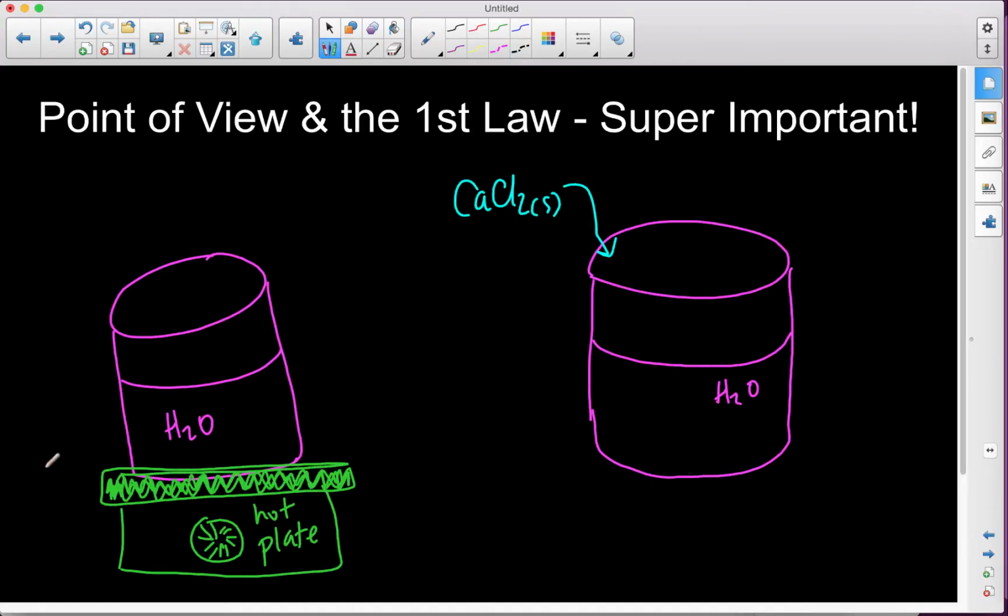Okay, point of view and the first law. The first law states that energy is conserved, which means that we can trace it from one place to another, which means our point of view is really, really important.